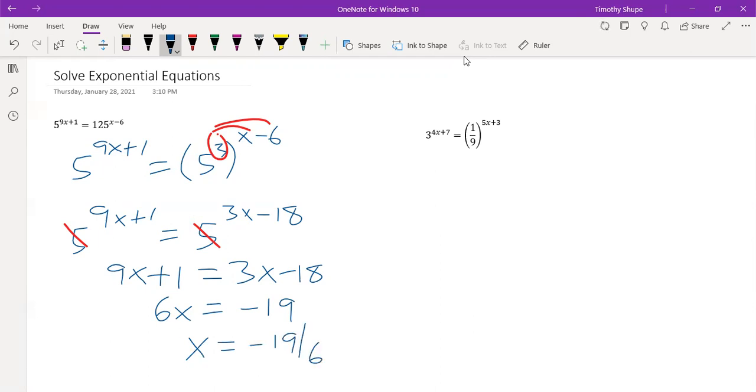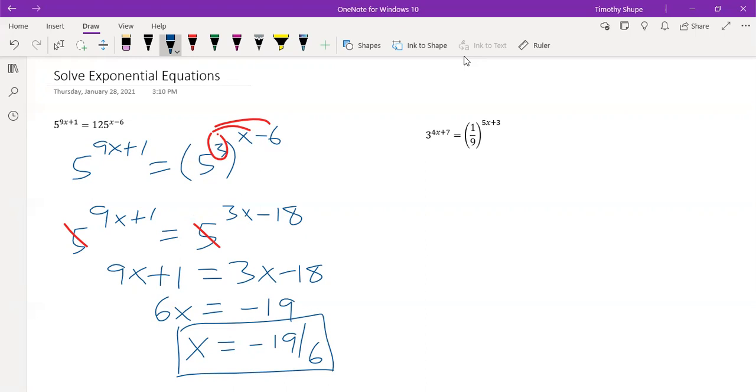So our first step there was to recognize that 125 is a power of 5. And in doing so, I rewrote that so that the 125 was 5 raised to the third power. We can then distribute that new exponent of 3 to the existing exponent of x minus 6. And once those bases are the same, we dropped them off and solved the linear equation that was left over.